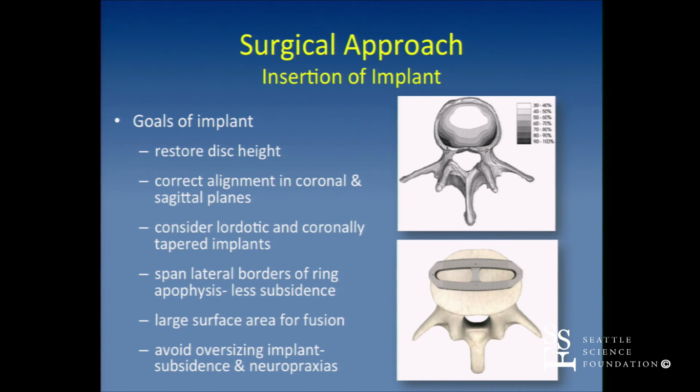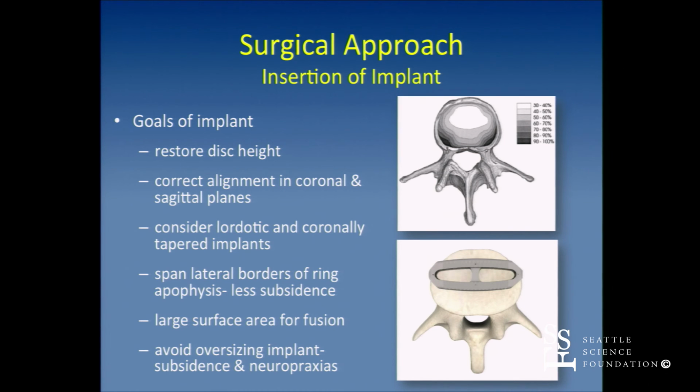They're great for correcting alignment in the coronal and sagittal planes. Consider, for many patients, lordotic or even coronally tapered implants. The strongest part of the bone, of course, is the apophyseal ring. So you really want to have your implants expand and cover that area so you don't get subsidence. So don't undersize your grafts in terms of the length of them. You want to cover that ring. And the bigger the graft, the better: less chance for subsidence, as well as increased chance for fusion.